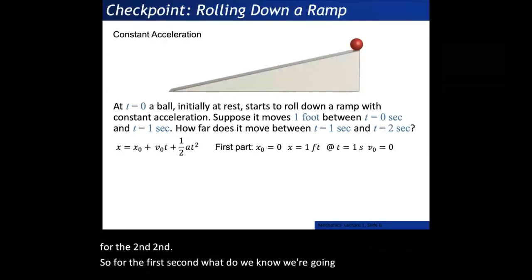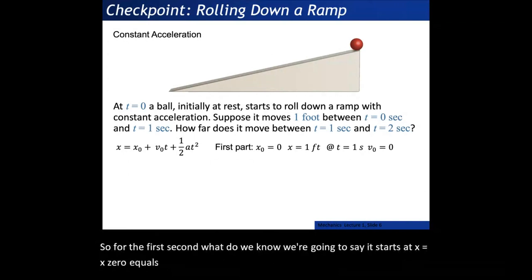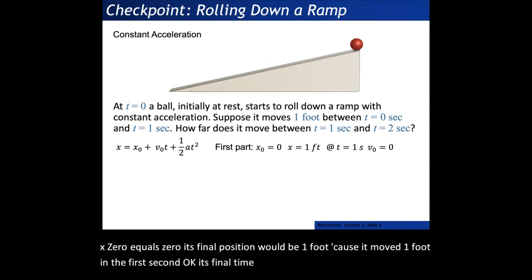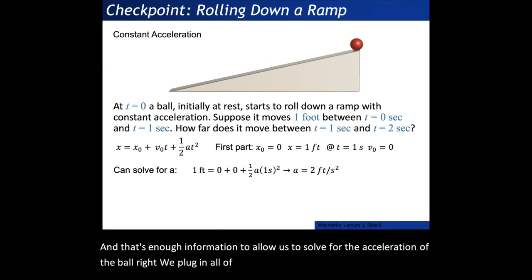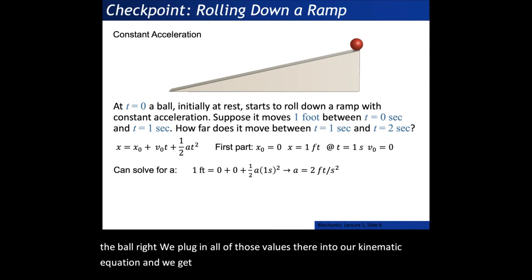We're going to say it starts at x0 equals 0. Its final position would be 1 foot, because it moved 1 foot in the first second. Its final time is 1 second, and its initial velocity would be 0. And that's enough information to allow us to solve for the acceleration of the ball, right? We plug in all of those values into our kinematic equation, and we get that the acceleration of the ball, this constant acceleration, is 2 feet per second squared.